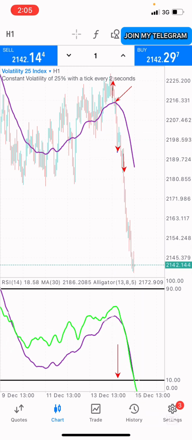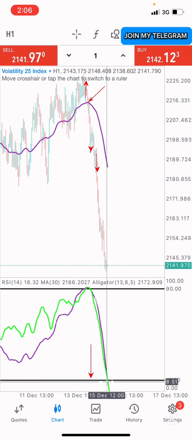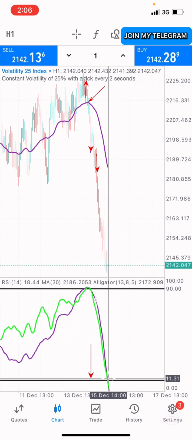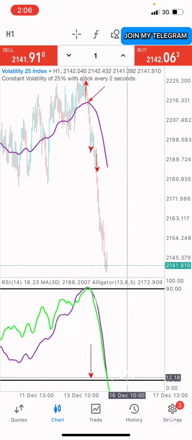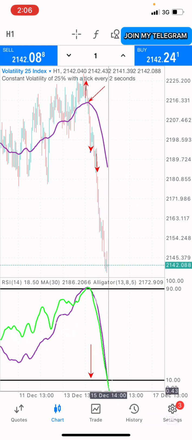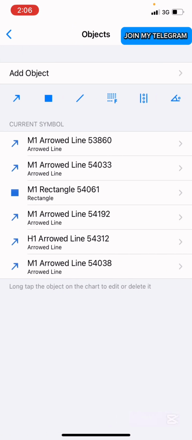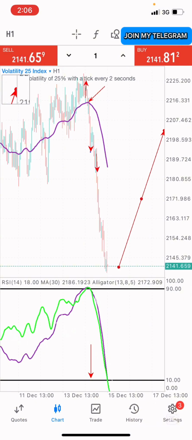And look at it here. Now the green line has crossed below the level of 10. Now we are waiting for a crossing between the purple line and the green line below the level of 10, and when they cross, you know that the market will start to retest upwards for a buy.